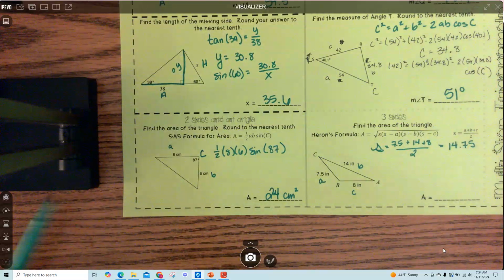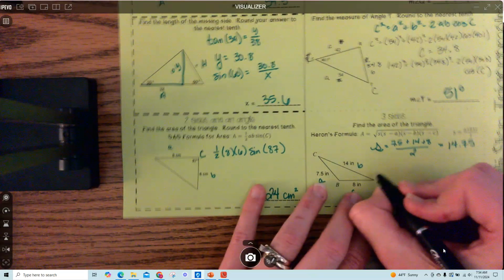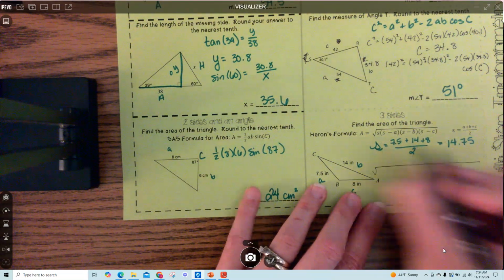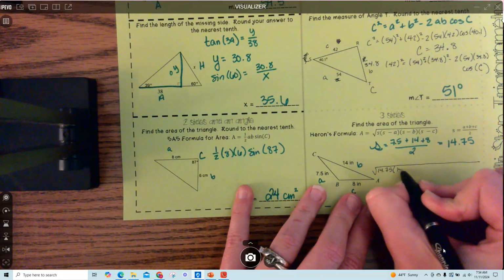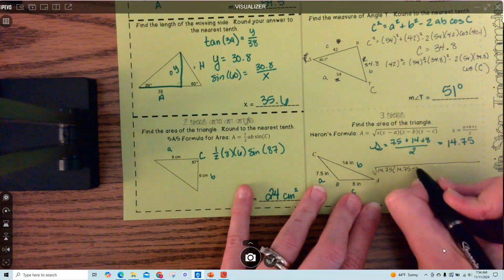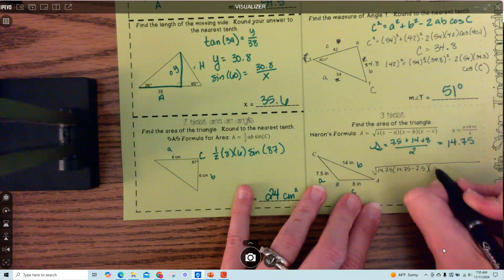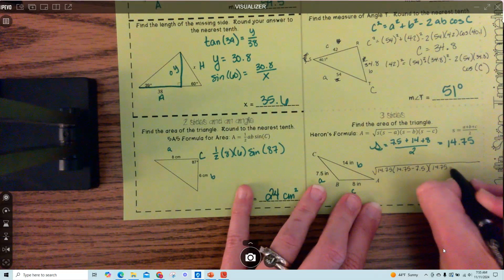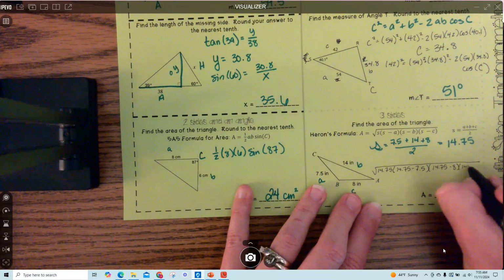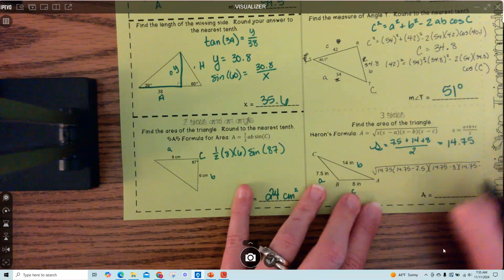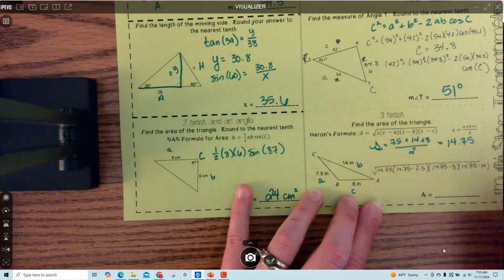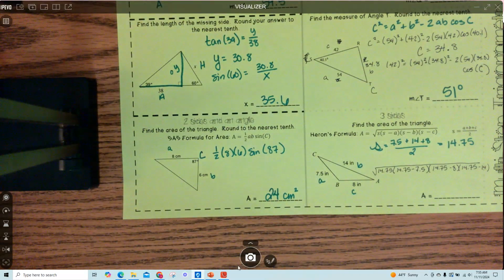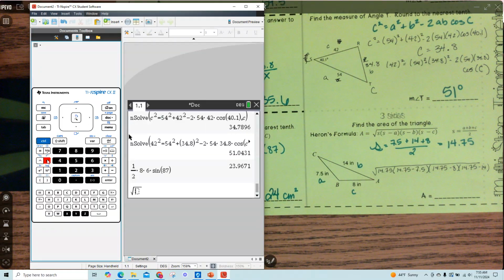Then we can plug it into this. So again, a very long formula, but it's just plug and chug. So S is 14.75 times S minus A, and then S minus B, and then S minus, oh, I flipped those. It should work. Even though I flipped the B and the C, order of operations should make it work. If not, we will flip them back.